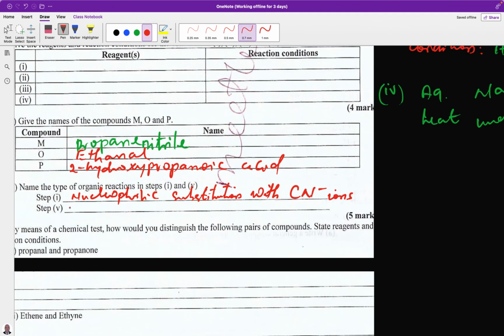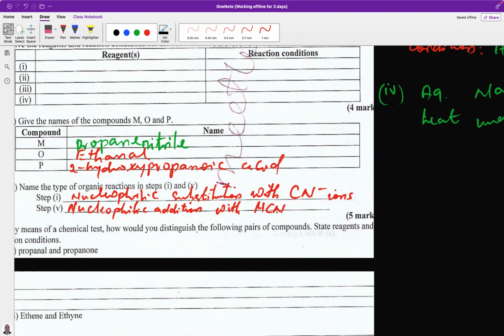Nucleophilic addition with hydrogen cyanide.